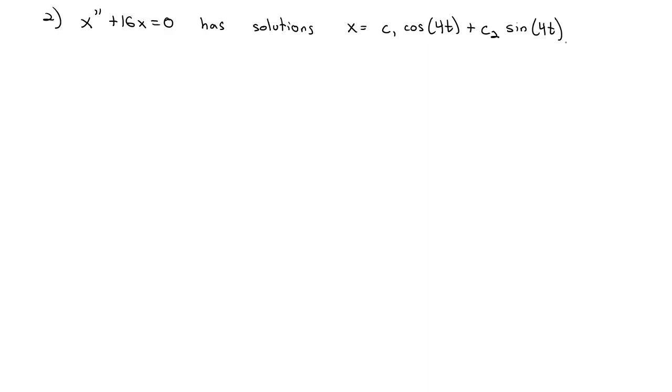Let's try a second example. The second-order differential equation x prime prime plus 16x equals 0 has solutions x is equal to a first constant times the cosine of 4t plus a second constant times the sine of 4t. And it's no accident that this second-order differential equation has two constants in it. It turns out that those numbers will always match. So a fifth-order differential equation will have 5 constants in it as we work through solving it.